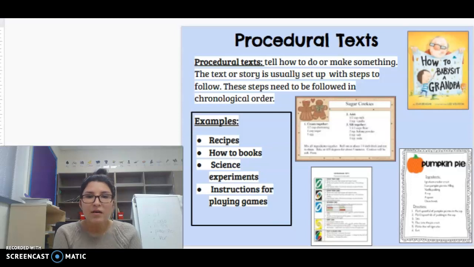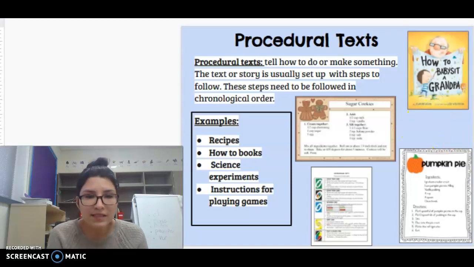Excellent. Procedural texts tell how to do or make something. The text or story is usually set up with steps to follow. These steps need to be followed in chronological order. Go ahead and say that word, chronological order. Good. Now, if you don't know what chronological order is, we're going to go over that on the next slide, okay? So just hang on for a minute.